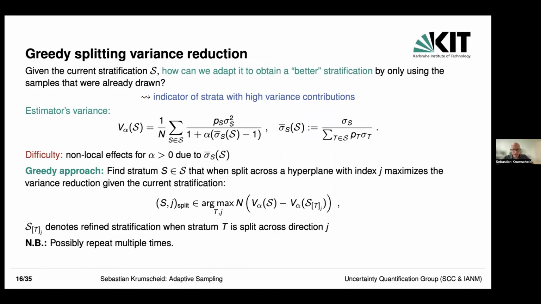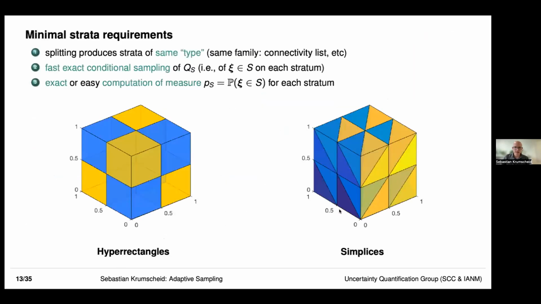First of all, we're not always refining in the same direction. We're checking all directions. We have a stratum, we take a direction, we split, we check how the variance would change without drawing new samples, and then we make a decision. So it's not always the same direction, that's important. And second, we want to remain in the same class of strata. For example, we don't want our cube to be split into simplices, because this would be a mess to implement in terms of connectivity lists and so on. So it's more like a practical assumption.